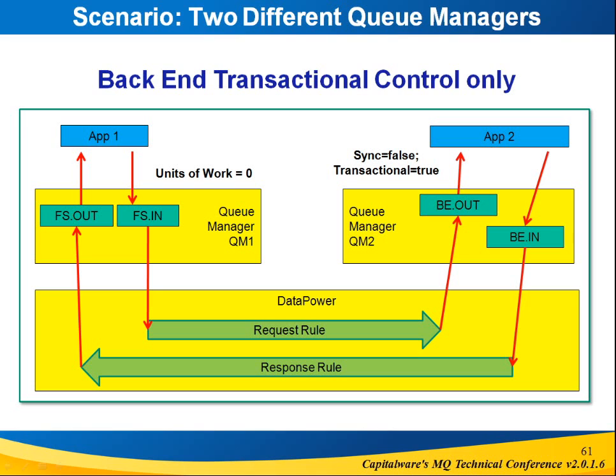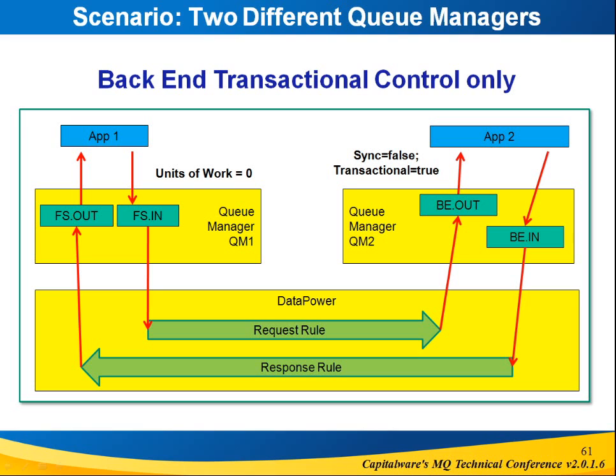Sync equals false in this case, which means that there is no commit done on the back end, nor does there need to be, because it's the first message being put onto this back end queue, and there's no transaction outstanding, and so the message just simply gets put and is immediately available. There's no sync point involved whatsoever. Application 2 can pick it up and process it, puts it back onto be.in, and then the back end reads that message from be.in under sync point control, because transactional equals true in this particular case.